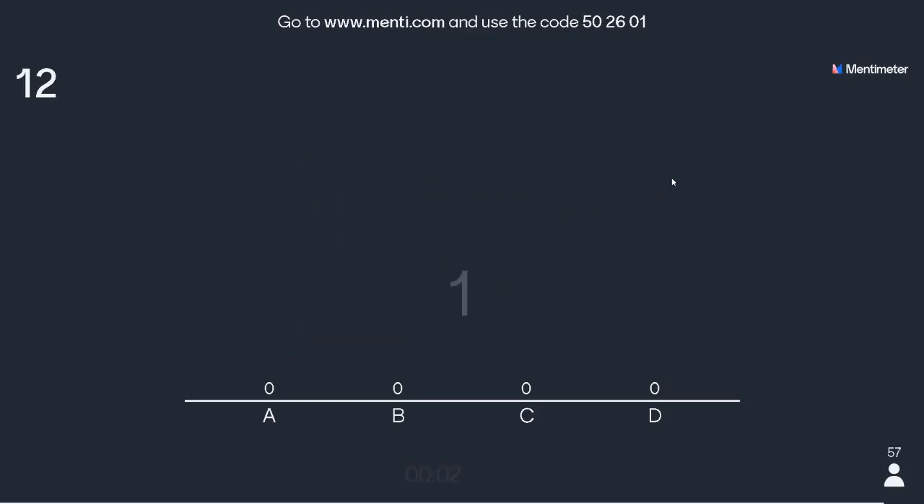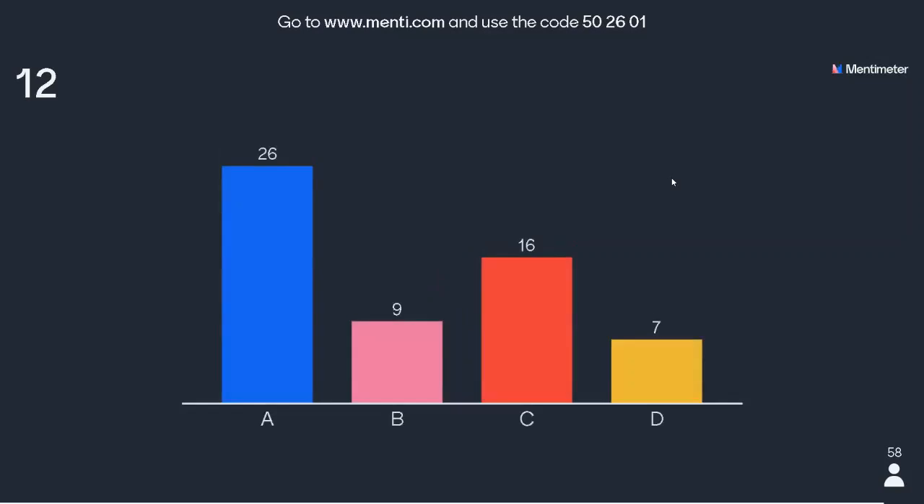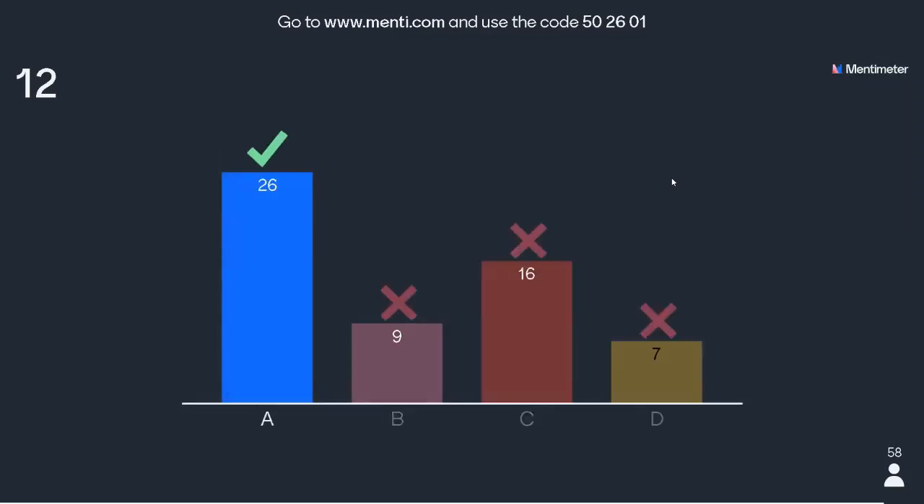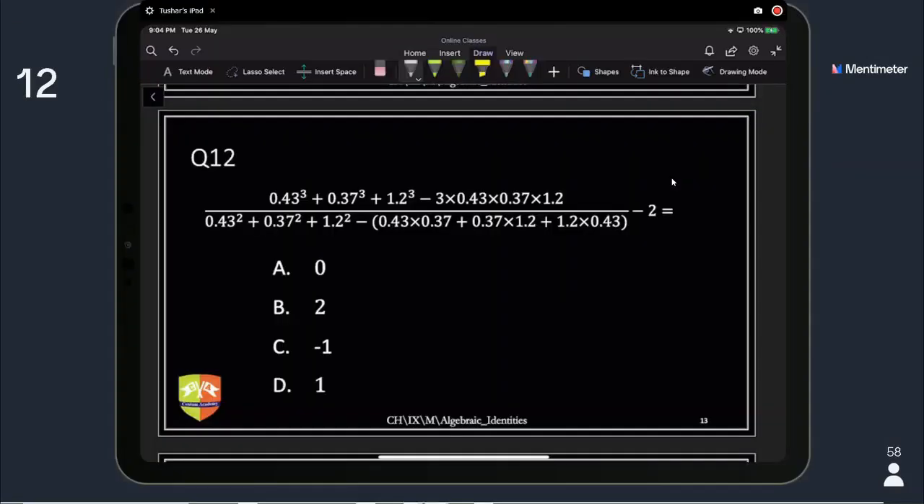Okay, here is the answer. Very good. Still, okay, 26 people got it right. That's nice. And I think you guys fell for the trap. There was a 2 here. I hope you saw that too. Okay. Right. So this is right. Otherwise, it was a very simple question.